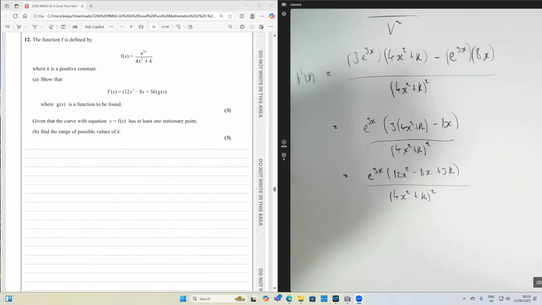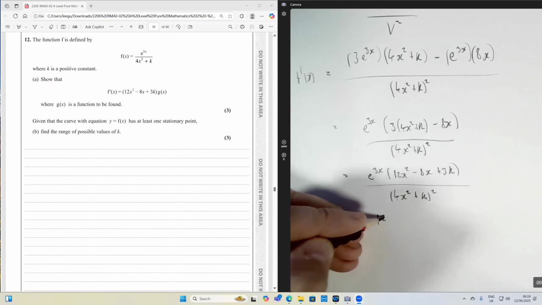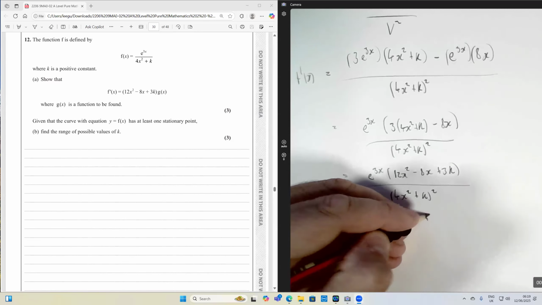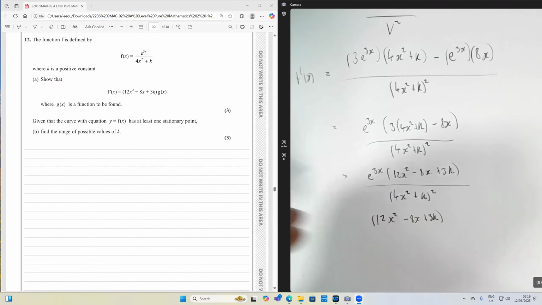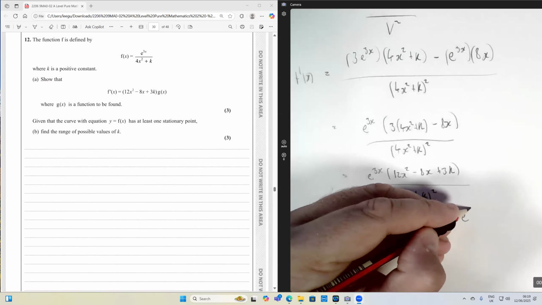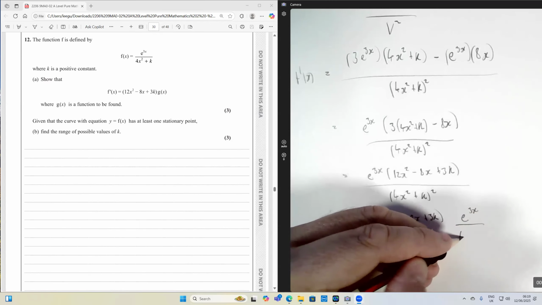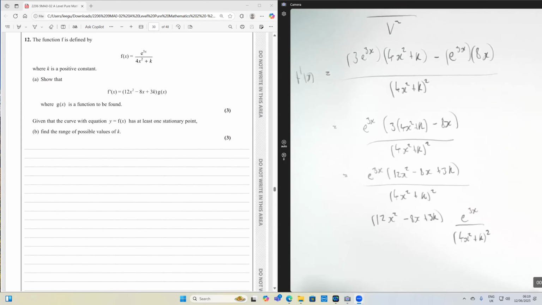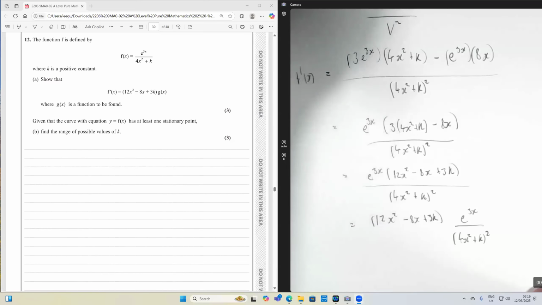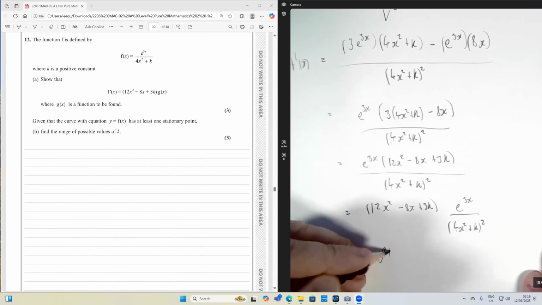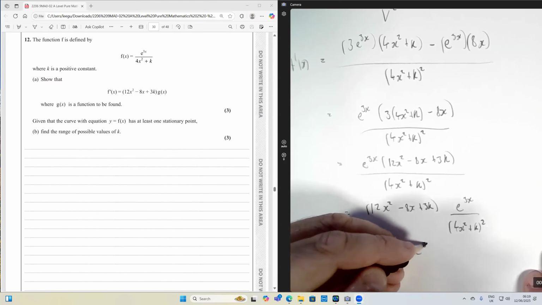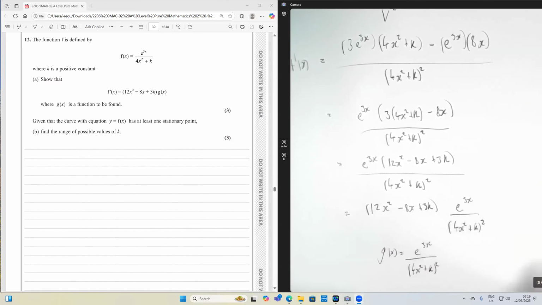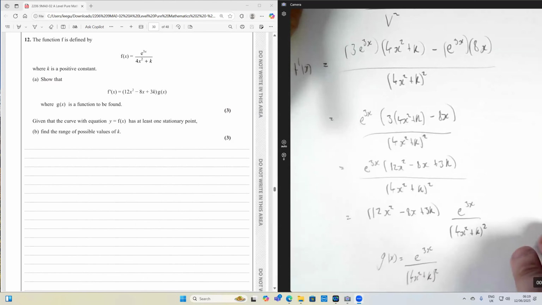Okay, that's great. So this means that now we can write this in the form to show that. So 12x squared minus 8x plus 3k, which means that the g of x is e to the 3x all over 4x squared add k all squared. So that's the g of x. So we've basically got it into the required form. Therefore g of x is equal to e to the 3x over 4x squared add k all squared. Okay, that's the first part of our question done for 3 marks.